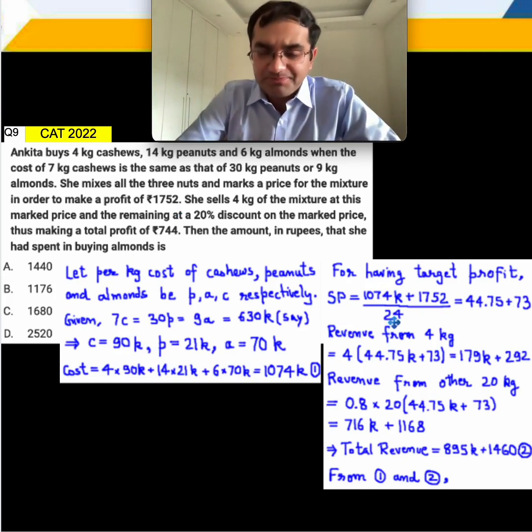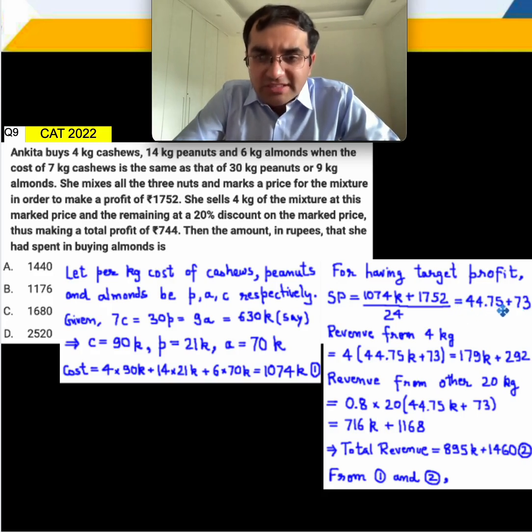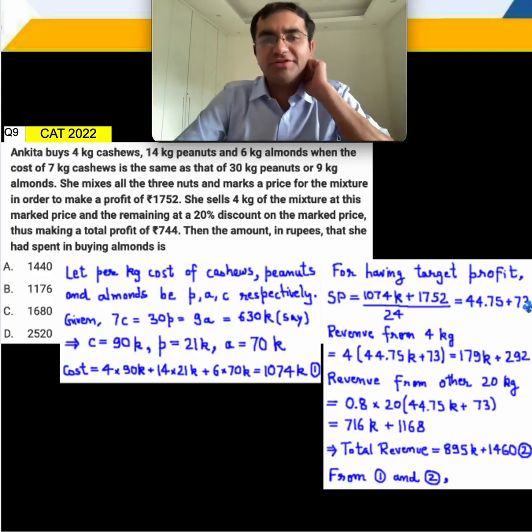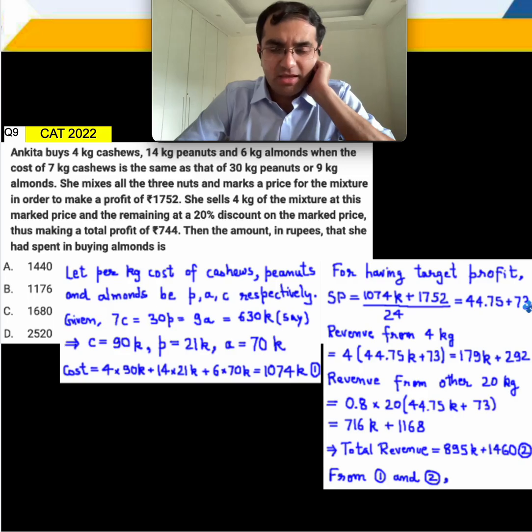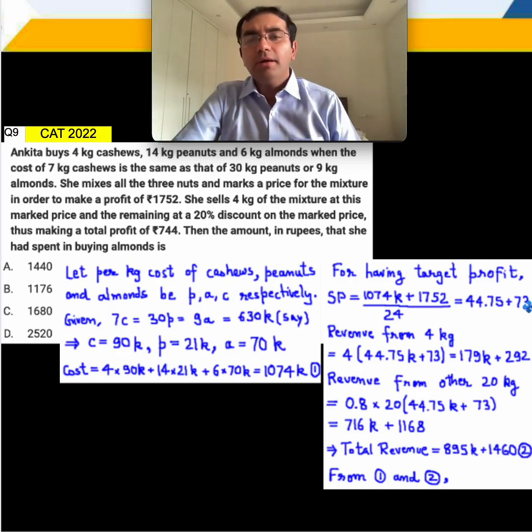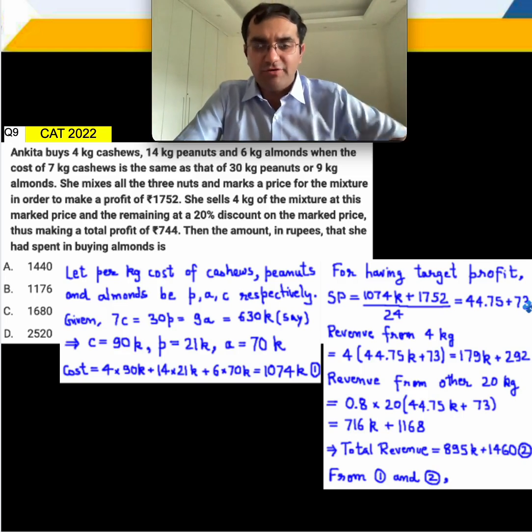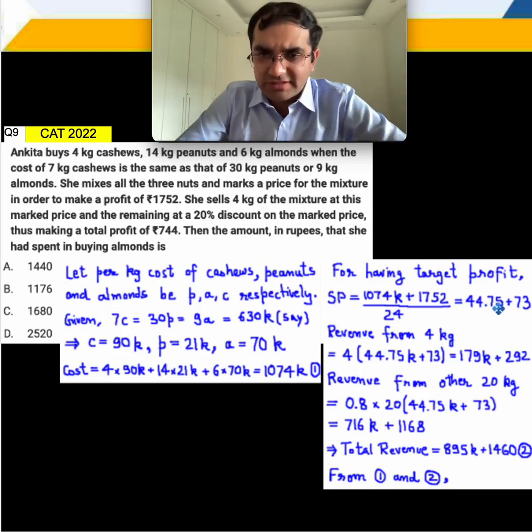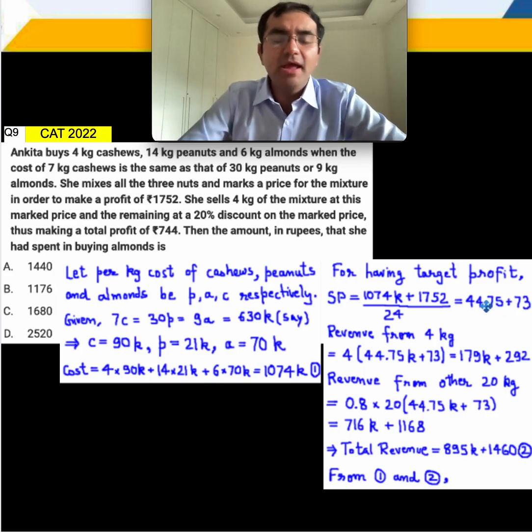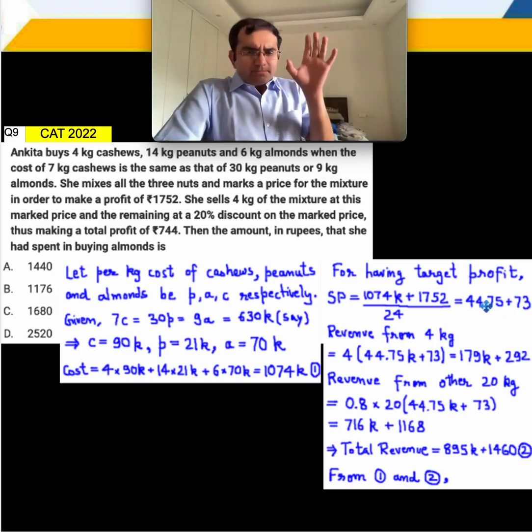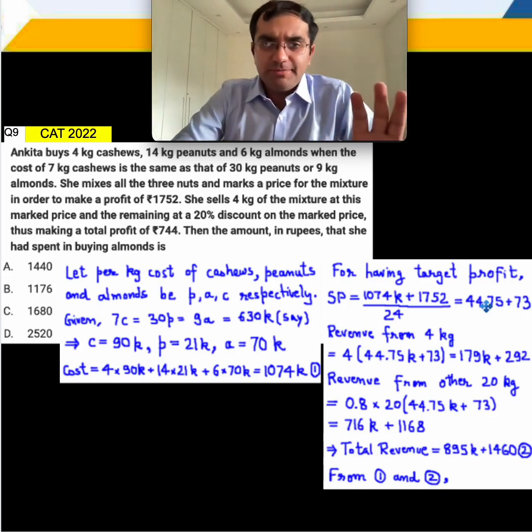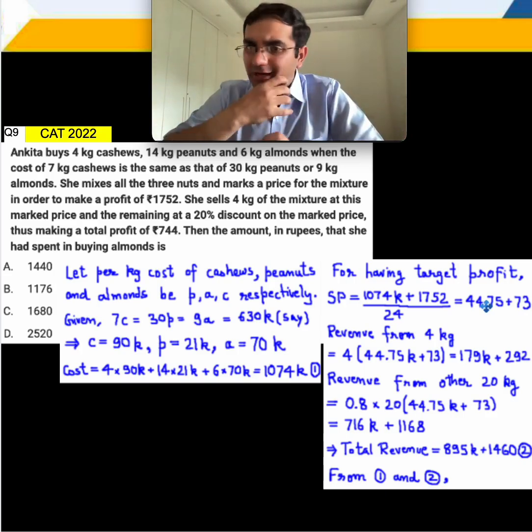This turns out to be 44.75K. यहाँ पे K missing है. 44.75K plus 73. ठीक है. This is the marked price per kg of this particular mixture. 44.75K plus 73. K is missing. ठीक है. Now this is the mixture that is to be sold, total 24 kg.